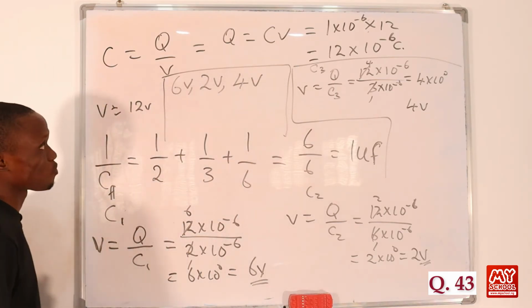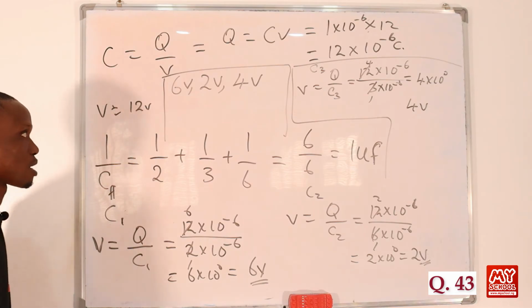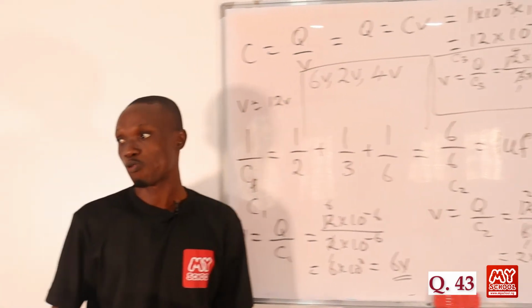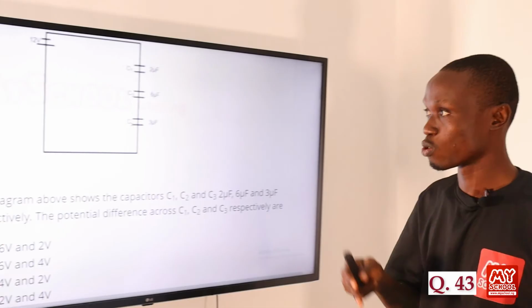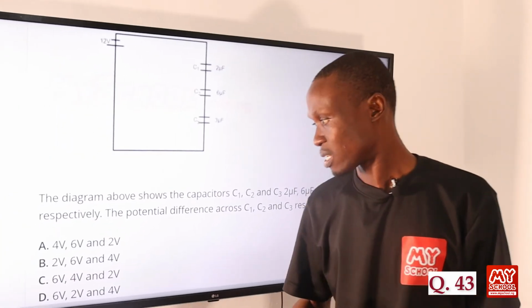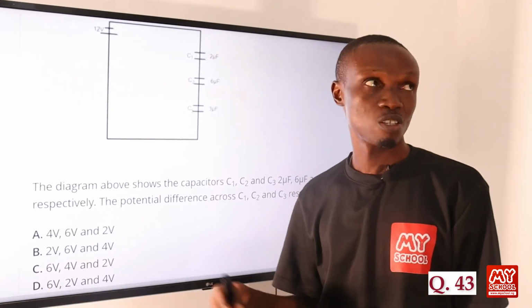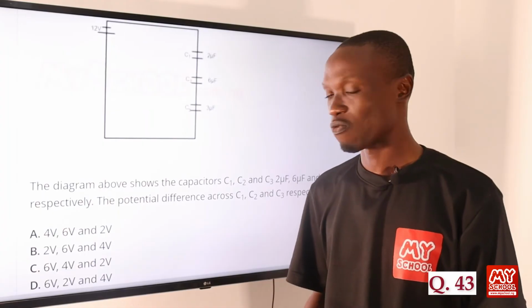Okay. So let's move over to the boards to pick the correct answer to this question. So from our calculation, we got 6 volts, 2 volts, and 4 volts. And that agrees with option D, 6 volts, 2 volts, and 4 volts.